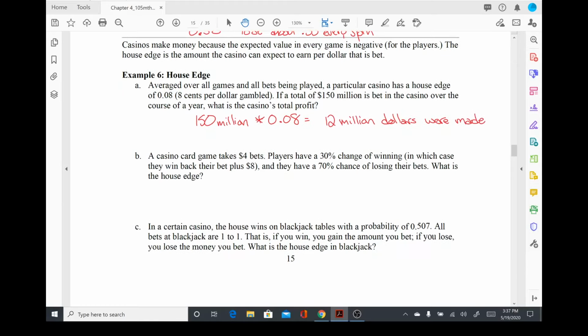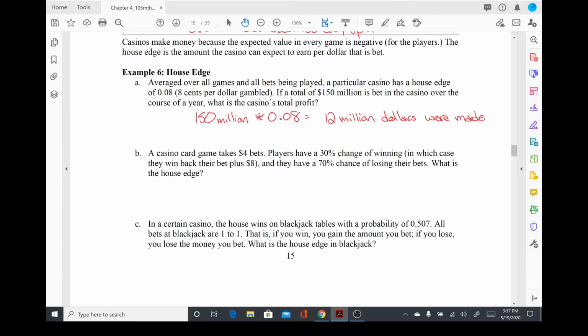A casino card game takes $4 bets. Players have a 30% chance of winning, in which case they win back their bet plus $8, and they have a 70% chance of losing their bet. What is the house edge? And so what we're figuring out here is how much you're winning or losing on average every time you play this game, down to the dollar, okay?